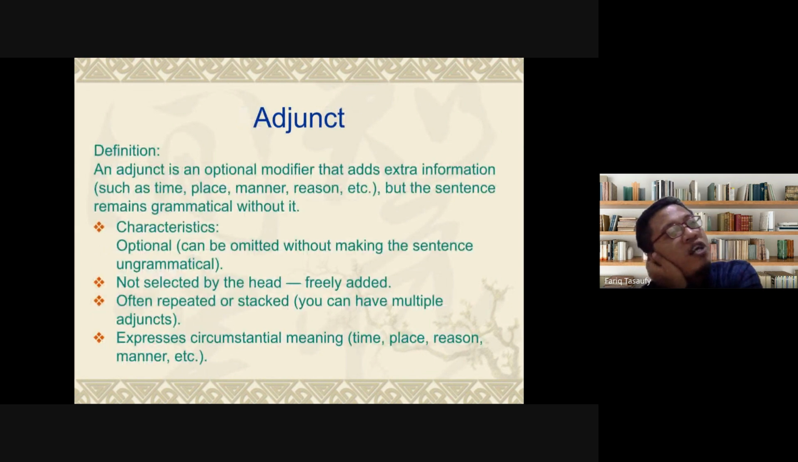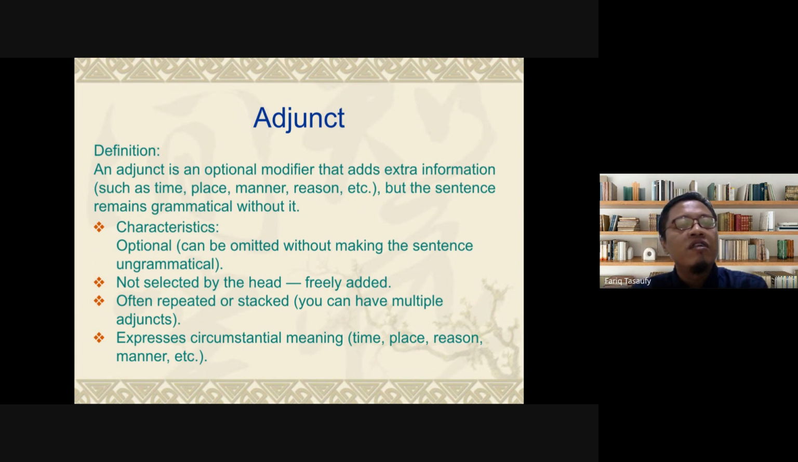And now we move to the adjunct. Another element that gives additional meaning, further information about what happened in the process or within the sentence. By definition, an adjunct is an optional modifier that adds extra information such as time, place, manner, reason, and so on. Like I told you before, the sentence remains grammatical without it. So when we get rid of the adjunct, the sentence is still meaningful and it is still following the grammatical rules.